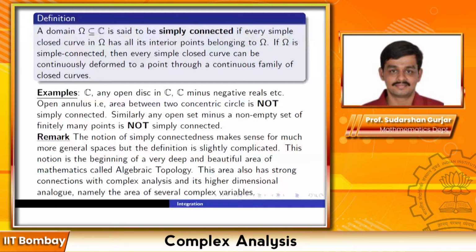So let me make a remark. The notion of simply connectedness makes sense for much more general spaces, but the definition is slightly complicated. This notion is the beginning of a very deep and beautiful area of mathematics called algebraic topology. And this area has strong connections with complex analysis and its higher dimensional analog, namely the area of several complex variables. So simply connectedness is really the beginning of it all.